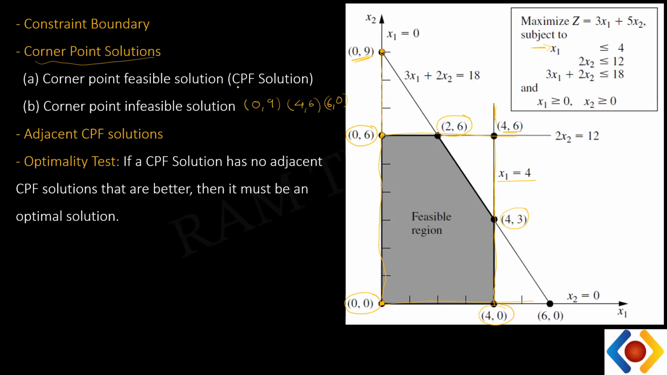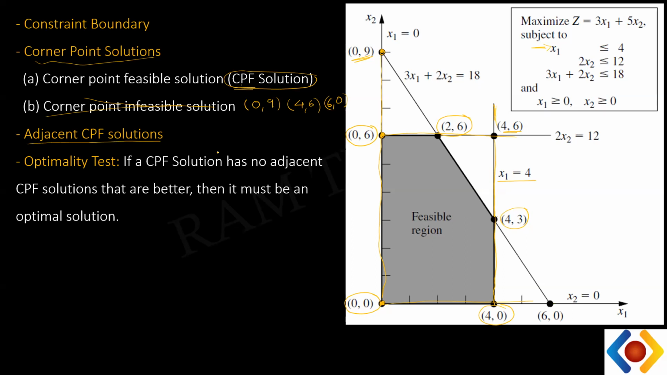Okay, so we'll be using this word quite often: CPF solution, corner point feasible solution. So what we are interested in is the corner point feasible solution. The infeasible ones are of no use for us. I hope you all agree with me, correct? Yes, sir. So we are only interested in CPF solutions. Now what we want to know is the adjacent CPF solution.